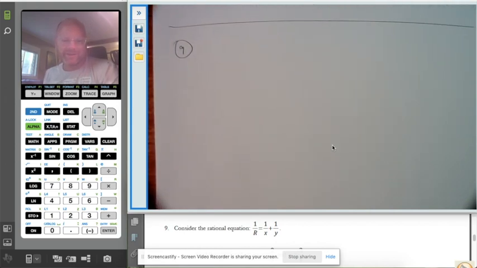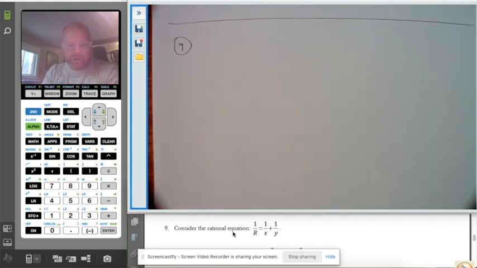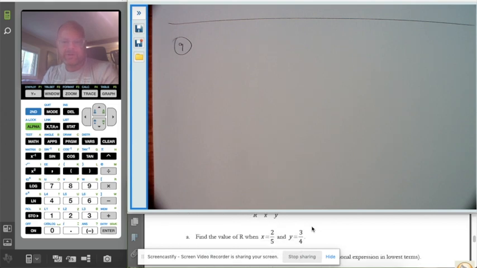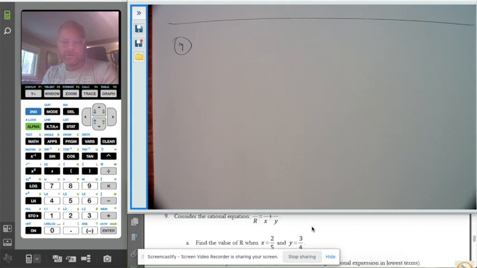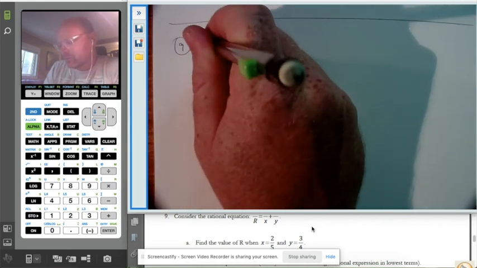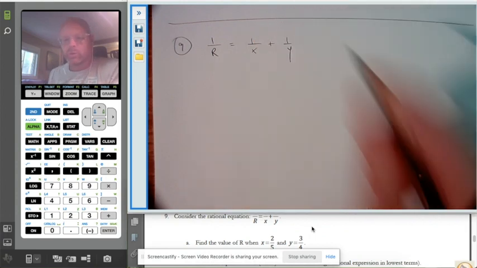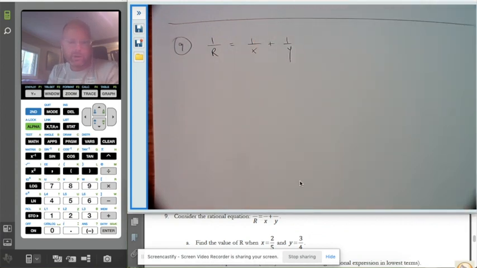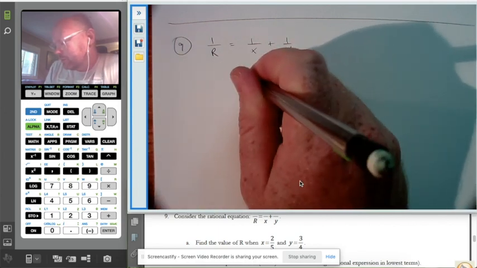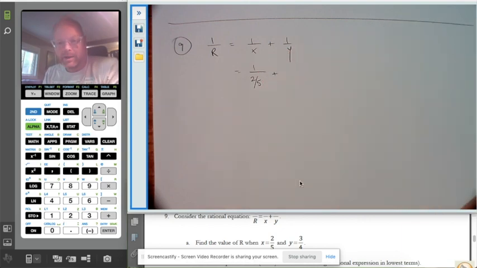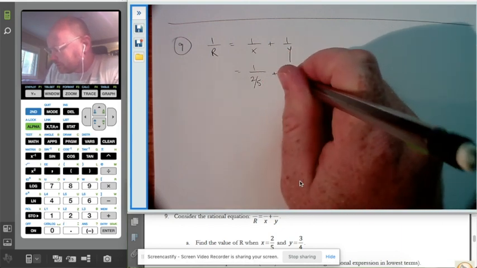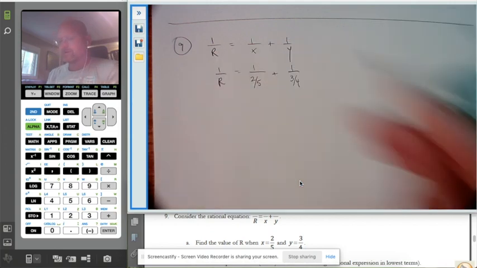All right, question number 9. We are considering a rational equation, 1 over r equals 1 over x plus 1 over y, and we are supposed to find the value of r when x is equal to 2/5 and y is equal to 3/4. So we have 1 over r. It's got to equal 1 over x plus 1 over y, and we're trying to figure out what r is when x is equal to 2/5, so 1 over 2/5, and y is equal to 3/4, so 1 over 3/4. What is the value of r?